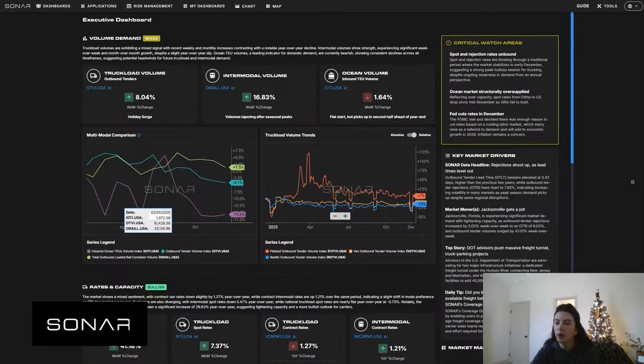Now to the far right, we are highlighting any critical impacts that could have an effect on the market that you need to be aware of. So anything from truckload rates from a spot and contract perspective to ocean to, Fed cutting interest rates in December. All of these could have an effect on the overall truckload market. So great to just see at first glance what's going on that could be affecting your business.